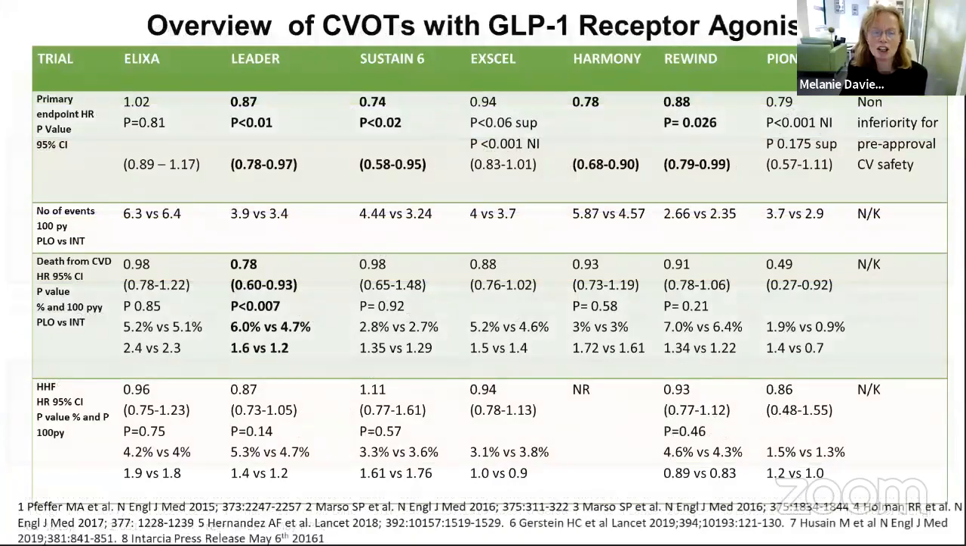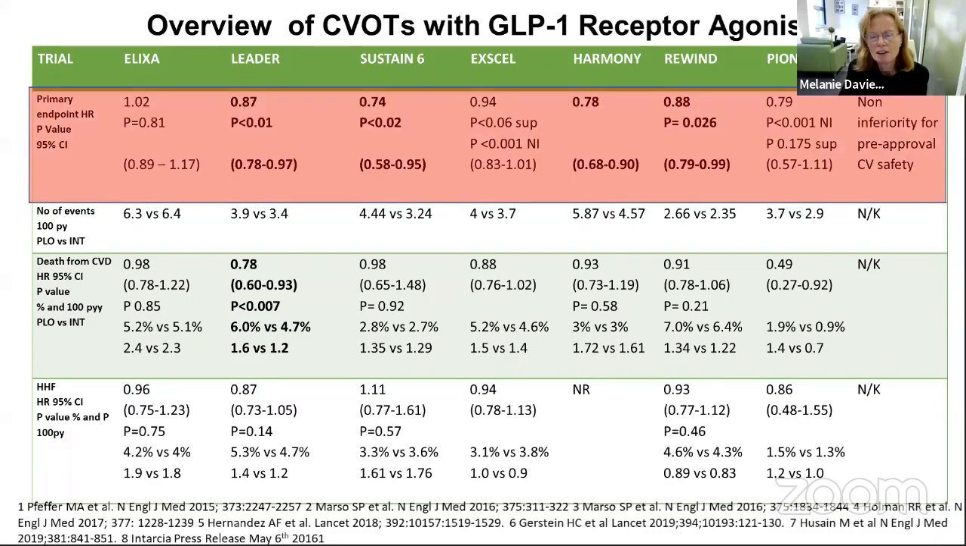Now, this shows you the overview of the outcome studies, and you can see, if you look at the top level, there is quite heterogeneity in the primary outcome. So we have 4 studies that were significantly positive for MACE, which was LEADER, SUSTAIN 6, Harmony, and Rewind. And we have 4 studies which didn't reach statistical significance.